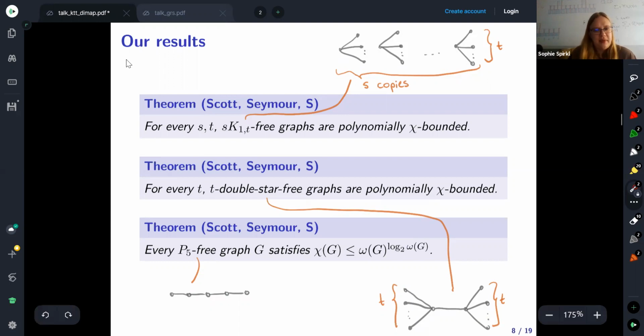And then for P5, we showed a bound that is not polynomial, but at least sub-exponential. And unfortunately, it doesn't tell us anything new about Erdős-Hajnal. But it's closer to polynomial than we were before, in some sense.